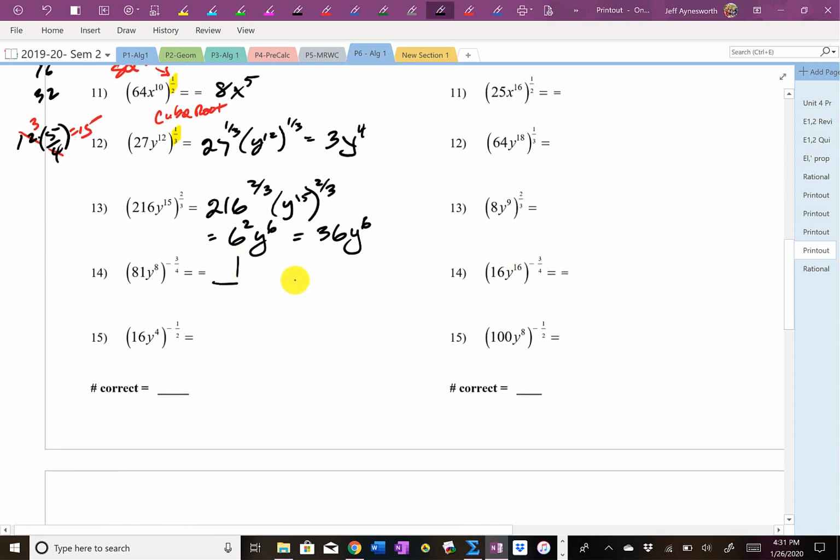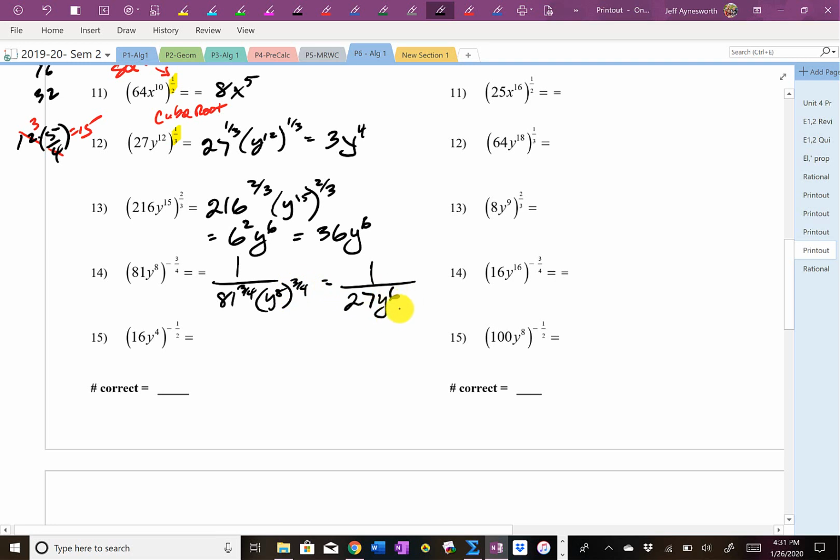Next one. Rewrite it using positive exponents only. So 1 over 81 to the positive 3/4, and then I have to raise y to the 8th to the 3/4. The 4th root of 81 is 3, 3 cubed is 27, so this is 27, and 8 times 3 is 24, divided by 4 is 6, so times y to the 6th.